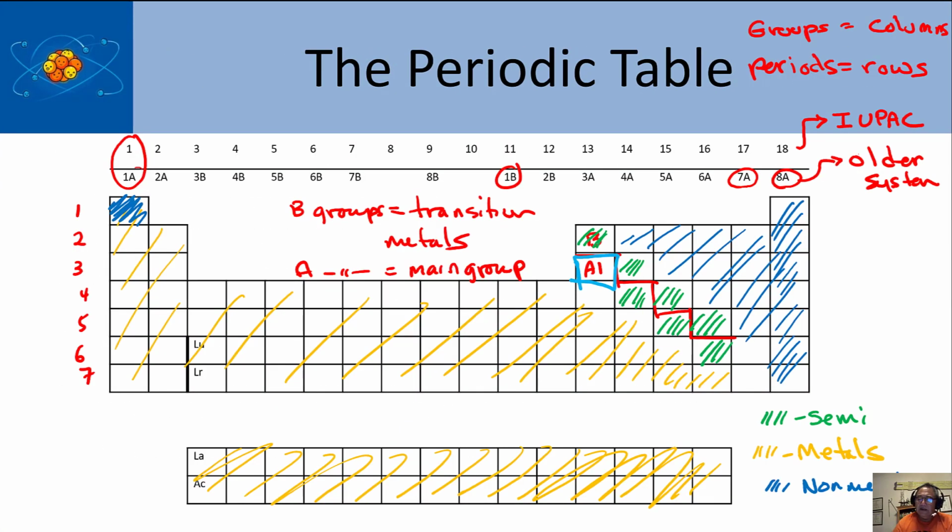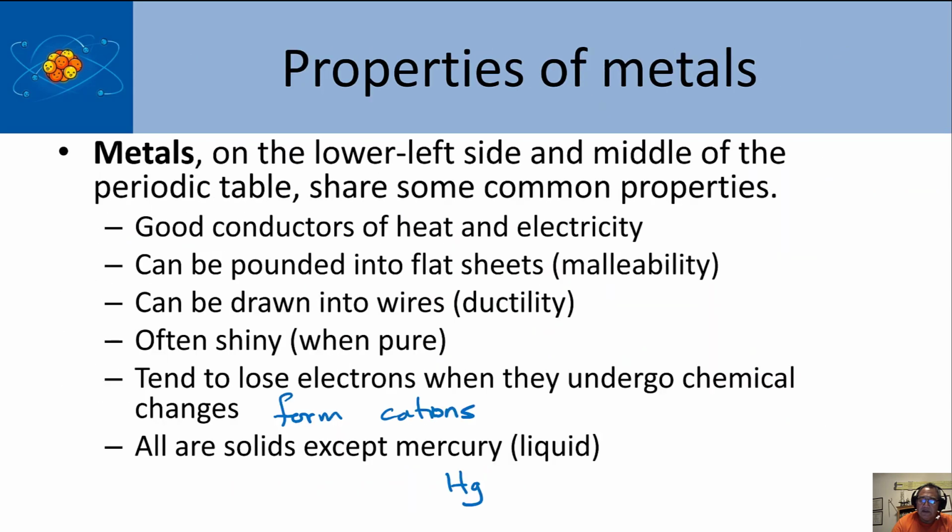Like that, okay? So I don't know what to do with that one. Astatine, there's so little of it. I just leave it blank and just say whatever, because I'm not going to test you on that for sure. Okay, but the stair step, you kind of got to know where that stair step is so you know where the metals and the nonmetals are. Okay, so these are the properties of the metals.